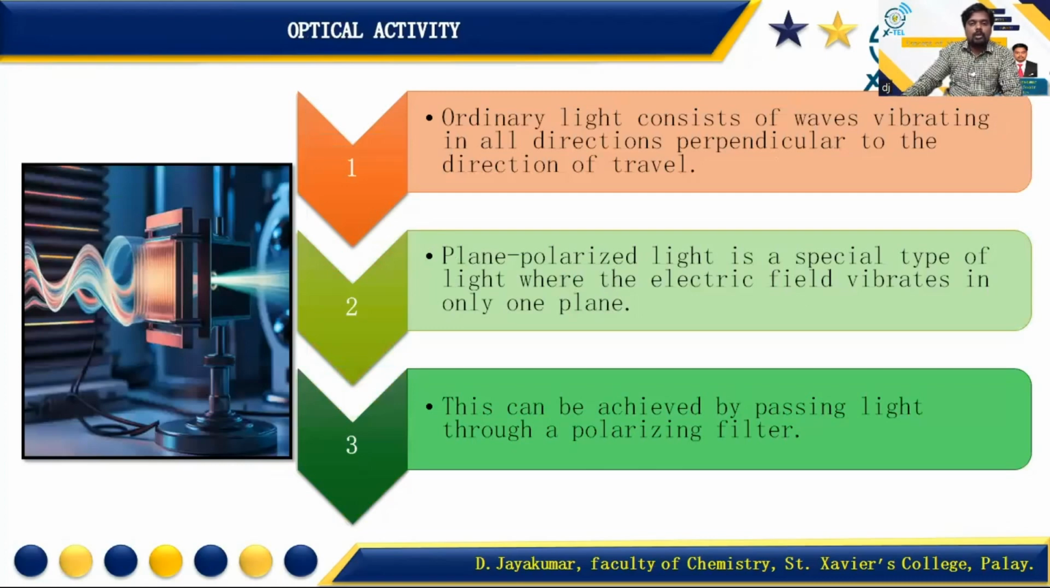Now we'll move on to what is plane polarized light. Looking at the figure, we say it is an ordinary light. When an ordinary light hits a chiral molecule, we don't get anything interesting. However, when plane polarized light like this one is incident on a chiral molecule, optical activity can be obtained.